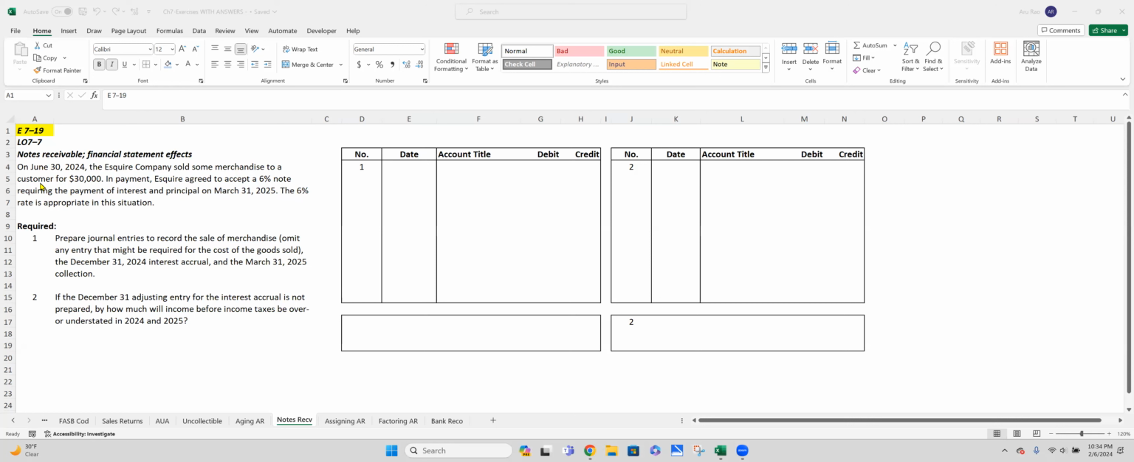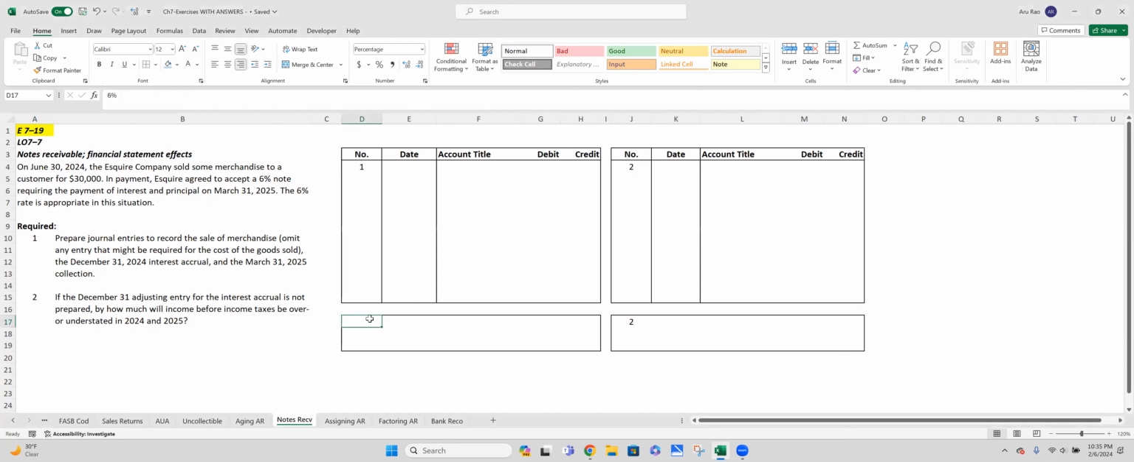So again, dates are very important over here. We have June 30th, 2024 as the date of the note. Payment will be made on March 31st, 2025. So July 1st to December 31st is 6 months. Jan 1st to March 31st is 3 months. So we have a total of 9 months.